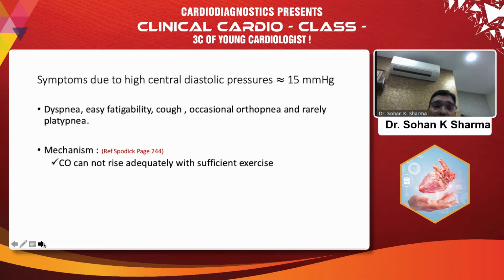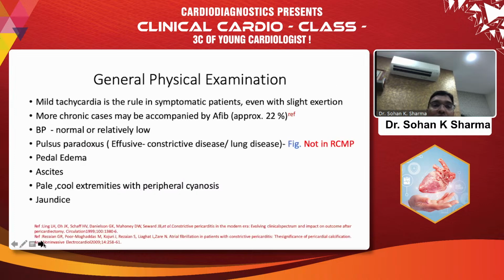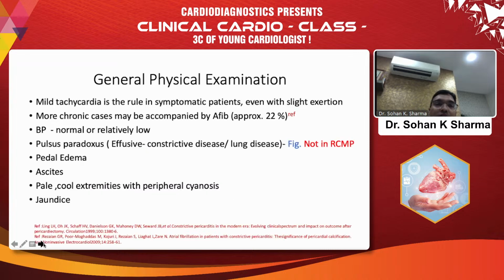What is the mechanism of dyspnea? Cardiac output cannot rise adequately with exercise. Relatively fixed and reduced stroke volume. Pleural effusion, usually bilateral. Diaphragmatic movement restricted by the ascites. These are the possible mechanisms of dyspnea in constrictive pericarditis, as was also discussed in our case.